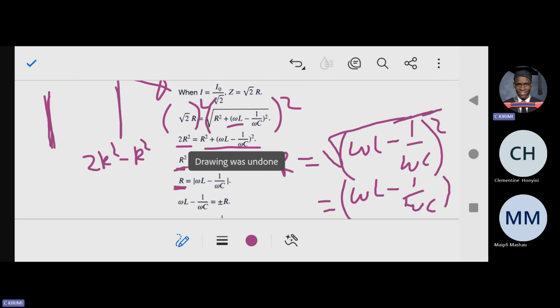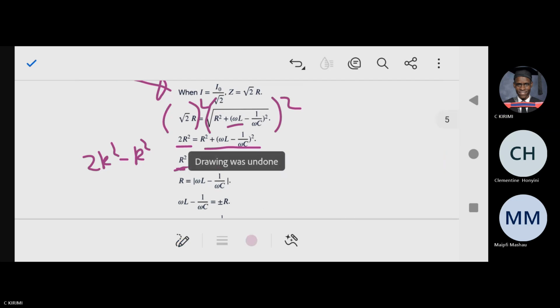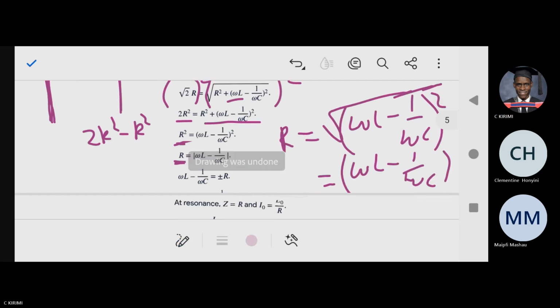So once we are done here, we want to solve for that R, which means the absolute of this number. When is it positive? Omega L minus 1 over omega C is equals to plus or minus R, which means it's the absolute. That's what it means. When you are defining this in terms of absolute, that number must always be positive.